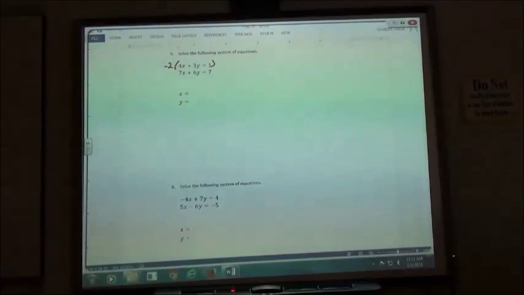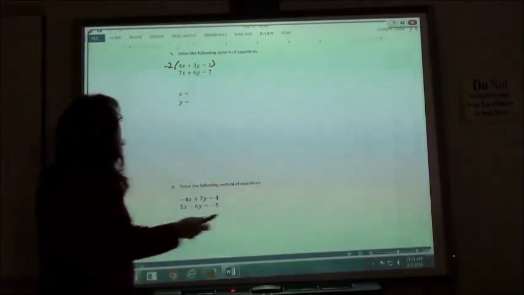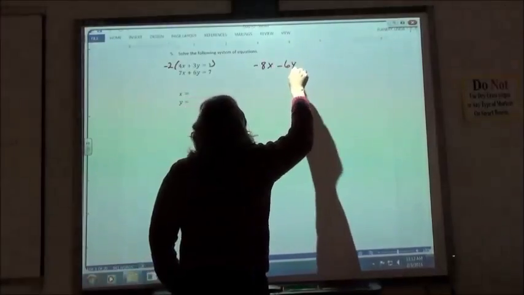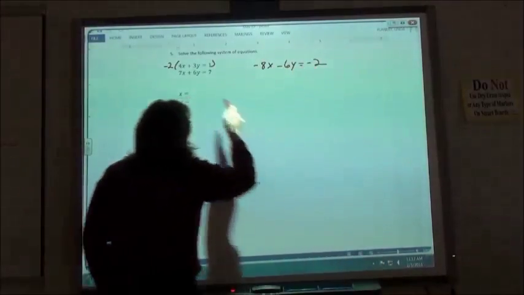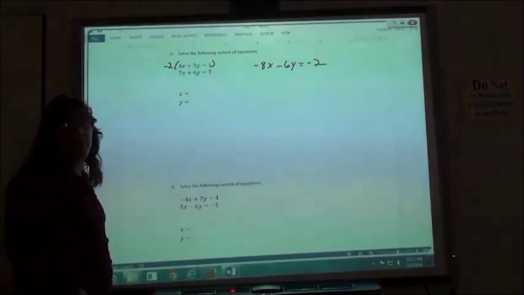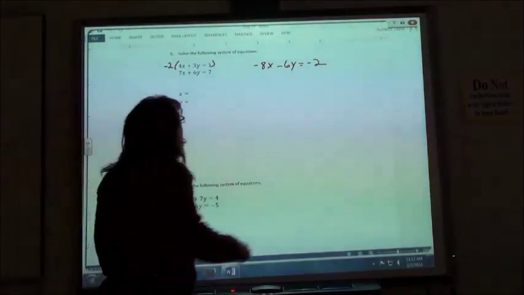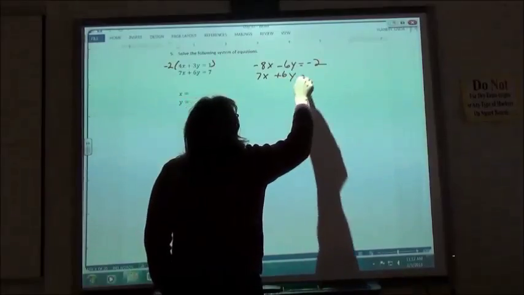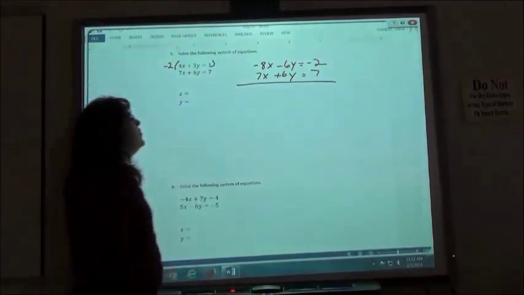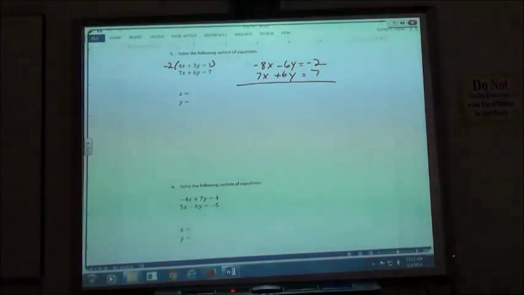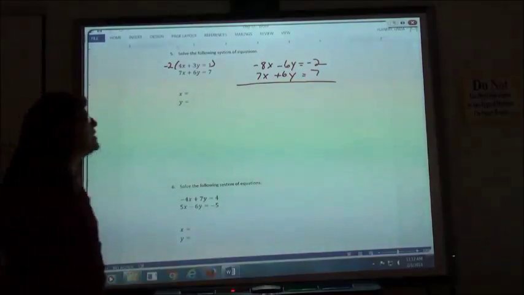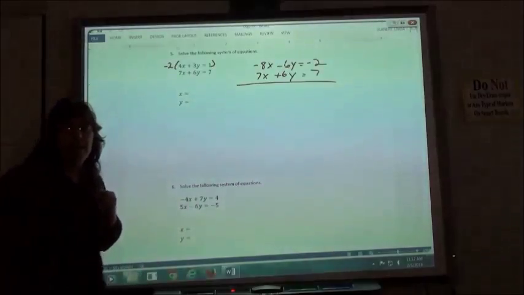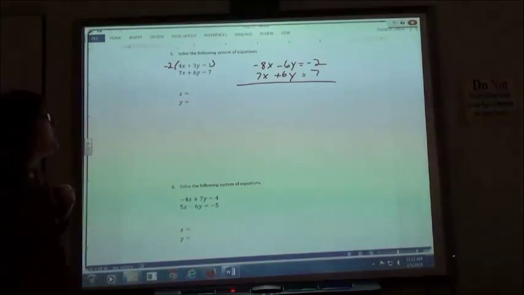So on the top equation, if I multiply everything times -2, I'm going to have -8x minus 6y equals -2. The bottom equation I'm just going to leave alone. Technically I could say I'm multiplying by 1, but I'm saying 7x plus 6y equals 7. So you'll notice again in front of my y's this time I made opposites. One's a -6, one's a +6. So when I add my expressions together, they're going to cancel each other out.